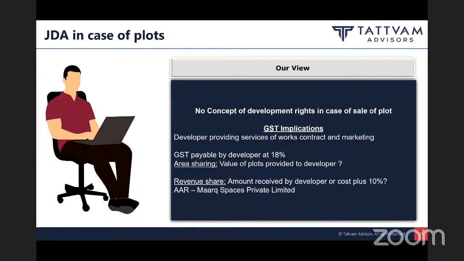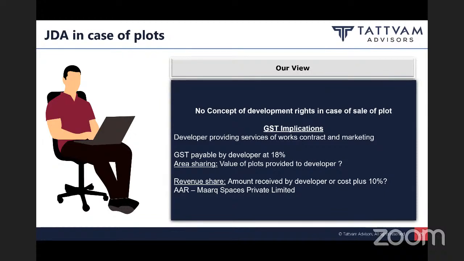And in this case, he is not constructing anything on the plot. He's not owning something on the plot, and he's not selling something on the plot. What he's constructing is only the common area to make the colony viable for living and sell the developed plots without any superstructure. So there is no transfer of development rights by the landowner to the developer. In fact, the landowner remains the owner of the land. Developer is only acting as a contract provider.